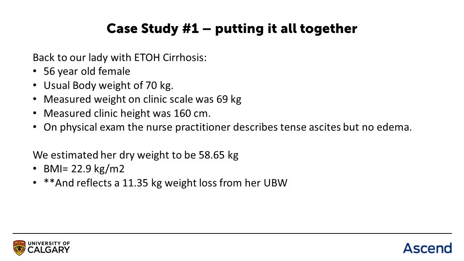Exactly. So dry weight of 58.6. So this reflects an 11.35 kilogram weight loss, or close to 24 pounds, from her previous reported usual body weight. So reporting it in that phrase to patients really can help to kind of level the severity and bring it home to them. You've lost 25 pounds. It's like a 5-year-old child, is it? Not quite.